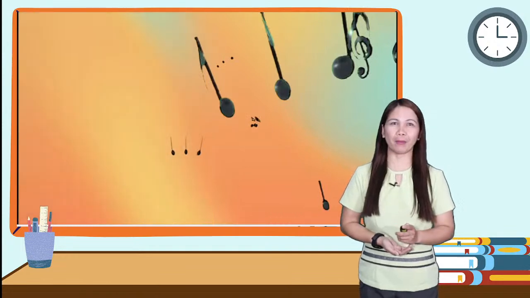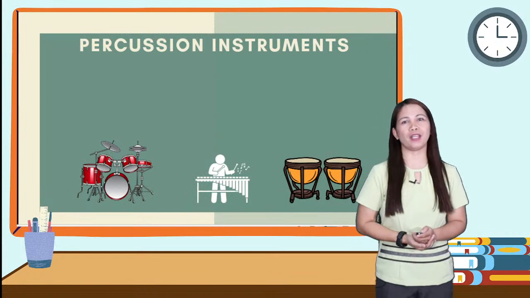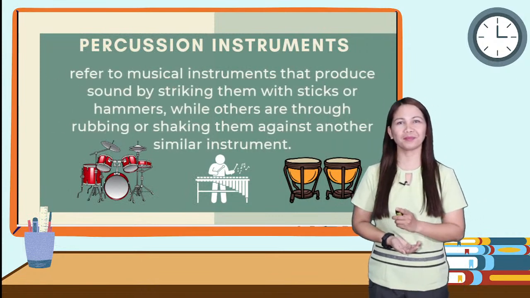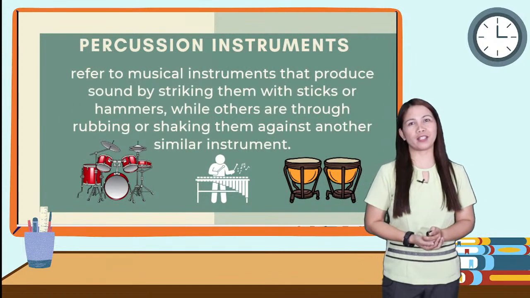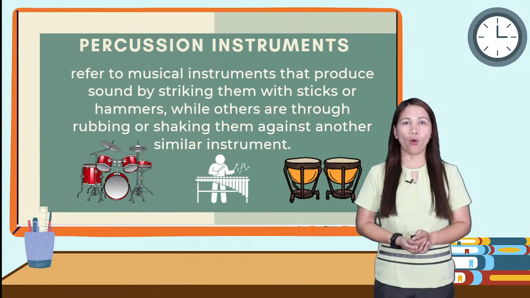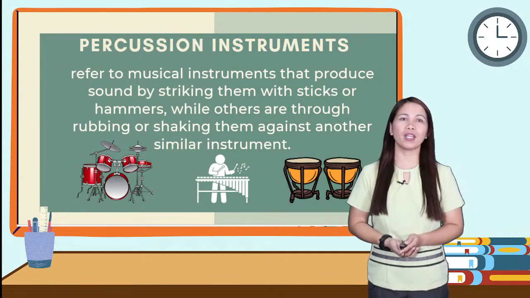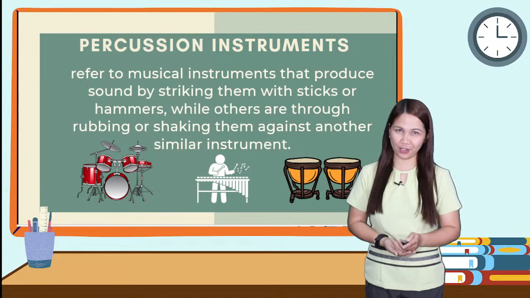And for the fourth family, we have the percussion instruments. Refer to the musical instruments that produce sound by striking them with sticks or hammers, while others are through rubbing or shaking them against another similar instrument.